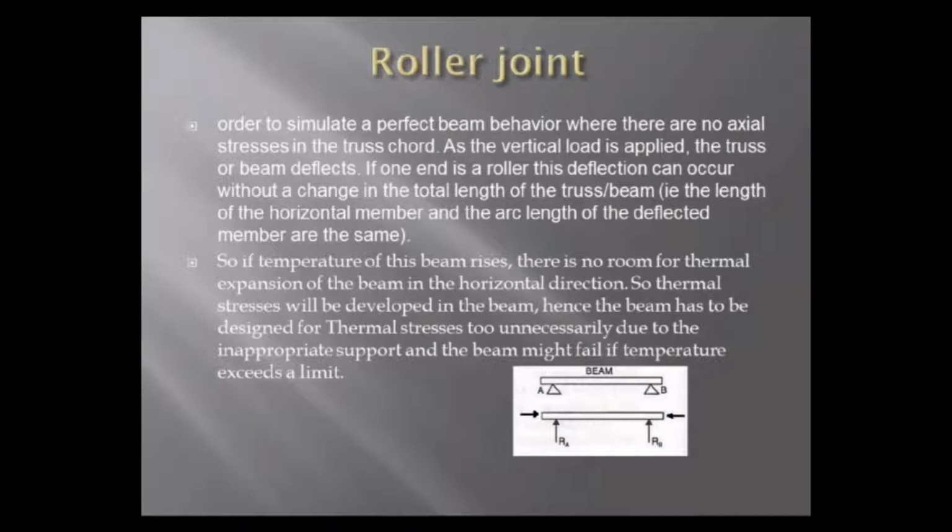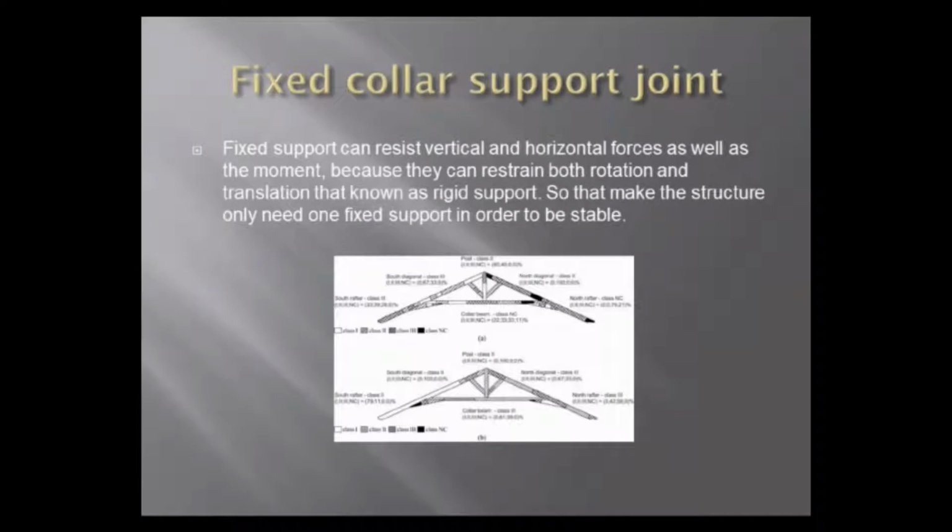So if the temperature of the beam is raised, there is no room for thermal expansion for the beam in the horizontal direction. Last but not least, fixed collar support joint. Fixed support can resist vertical and horizontal forces as well as the moment because they can restrain both rotation and translation, known as rigid support. So that makes the structure only need one fixed support in order to be stable.